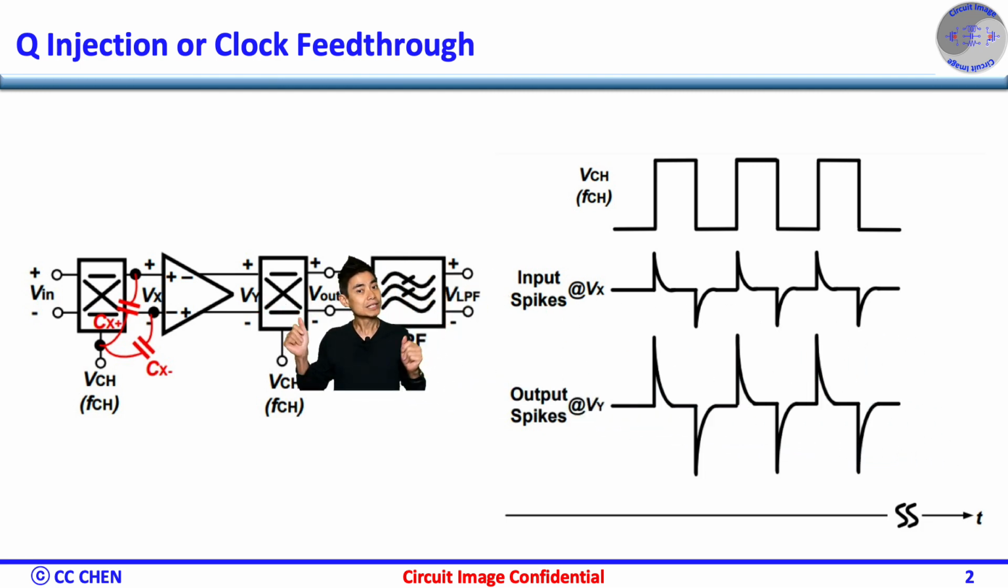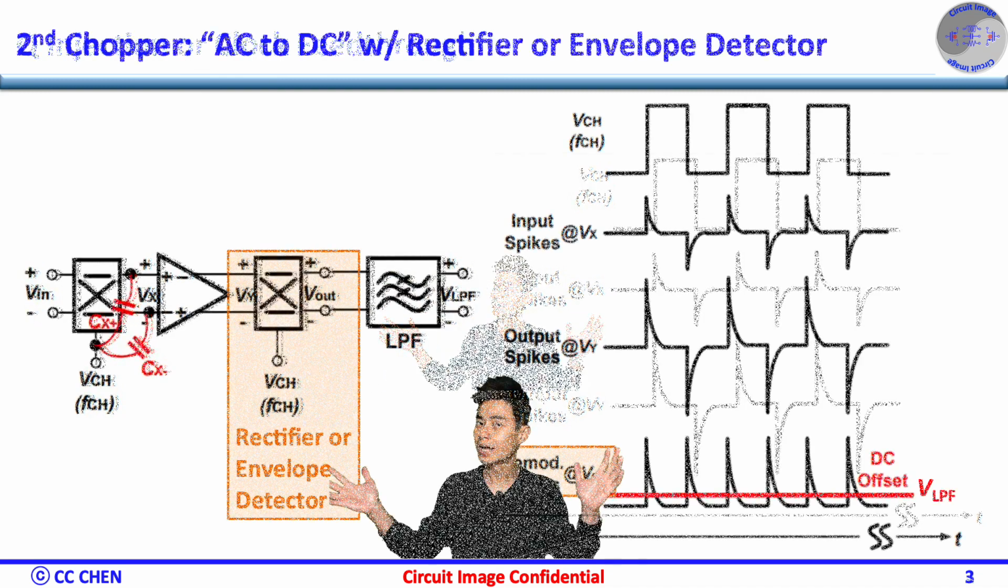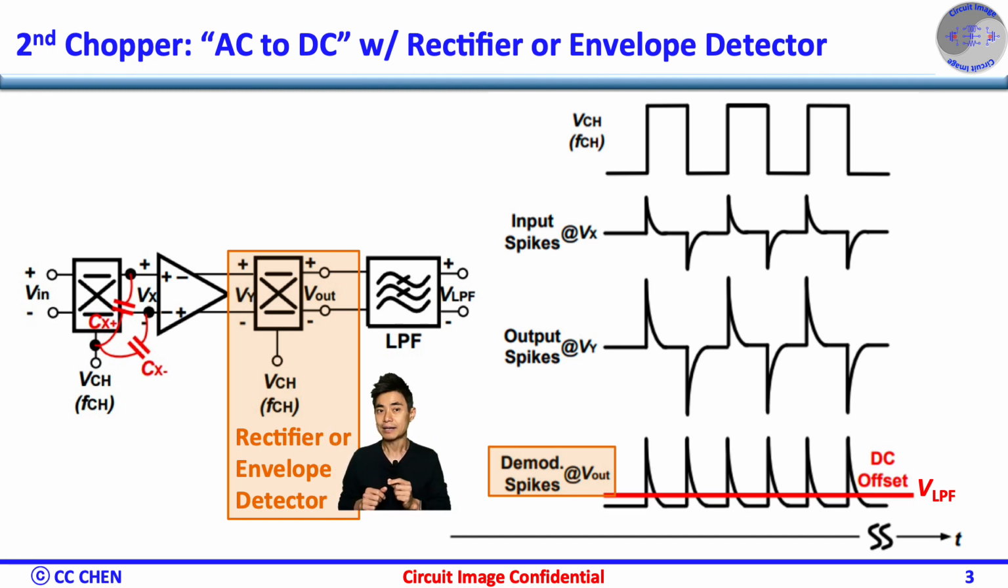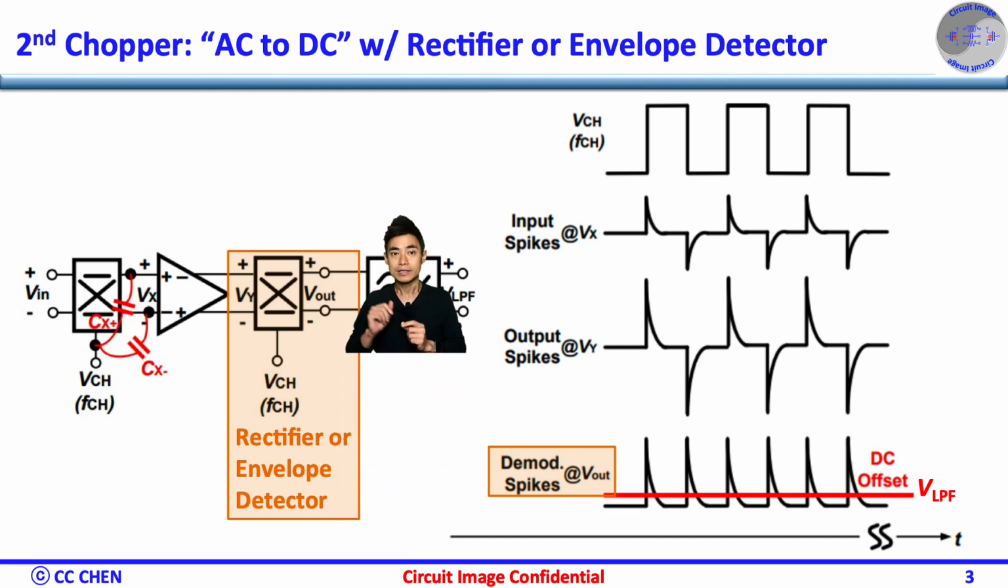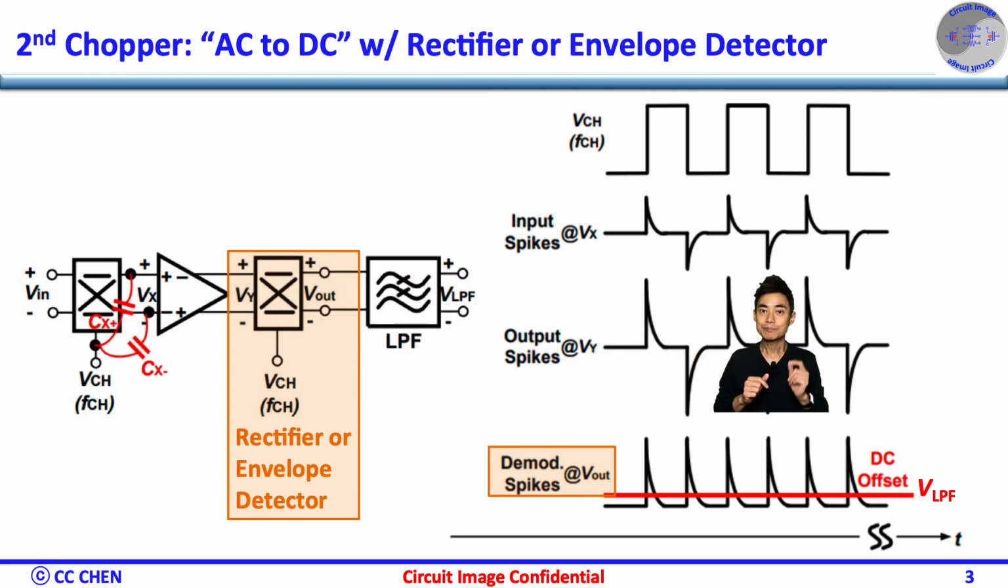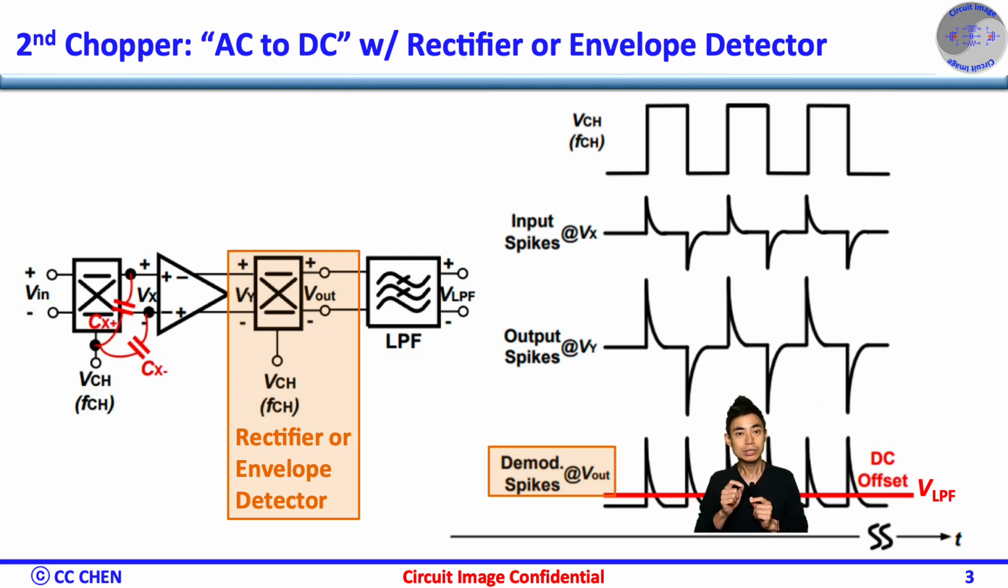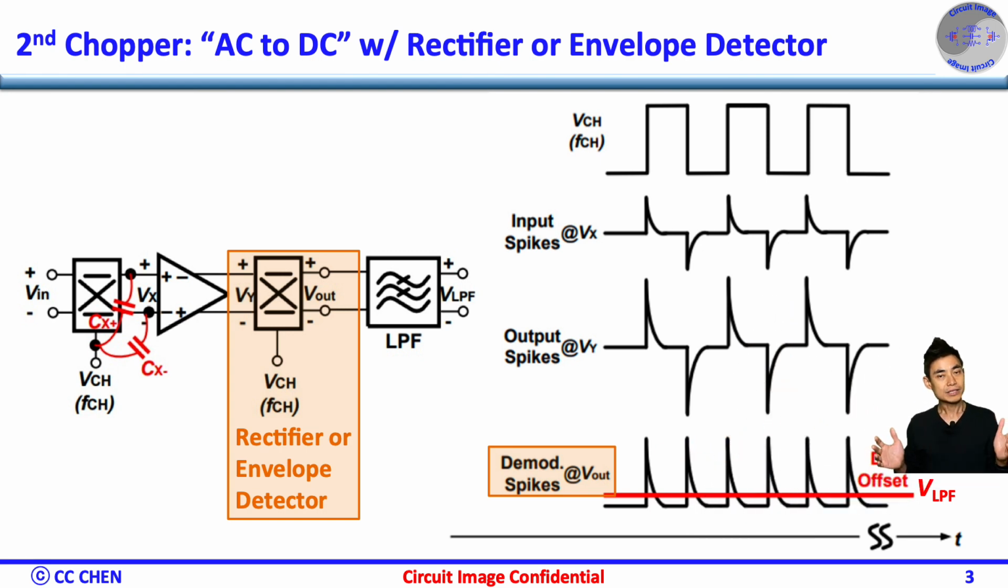What happened if the spike went through the second chopper and low-pass filter? Yes, as we discussed last time, the demodulation at the output of the second chopper is equivalent to a rectifier or envelope detector. Therefore, the AC spike after the second chopper is demodulated to a DC spike. Obviously, after the low-pass filter, the DC spikes are filtered to a DC offset, which would be the residual DC offset. So, how do we reduce the residual offset?